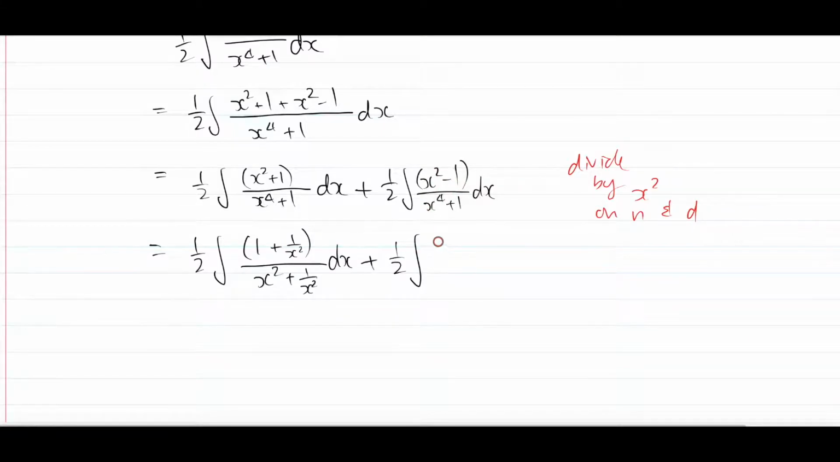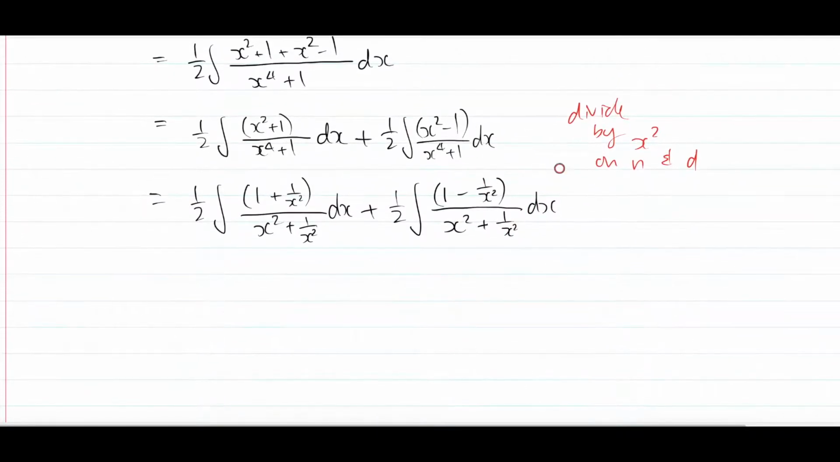Same thing over here: 1 minus 1 on x squared over x to the power 4 divided by x squared. Same thing. Okay, and you've got your dx. Right, then what you can actually do is write the denominator in a different form, and that different form is where the magic begins.